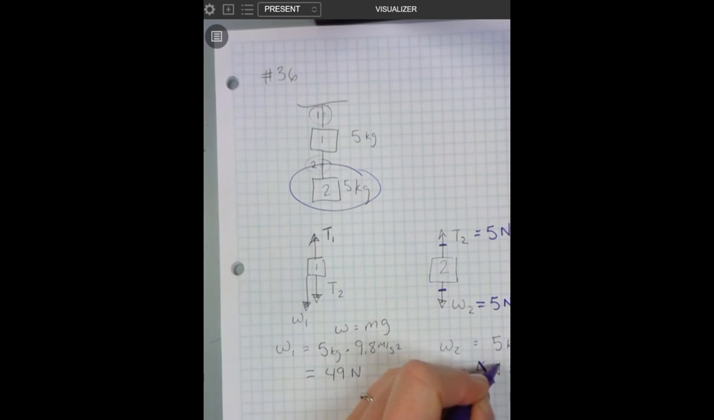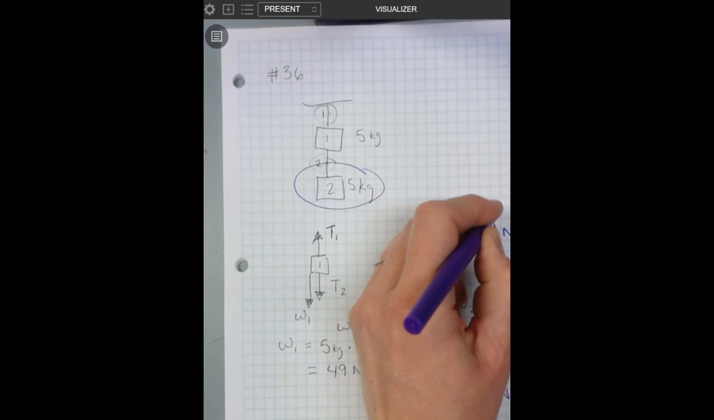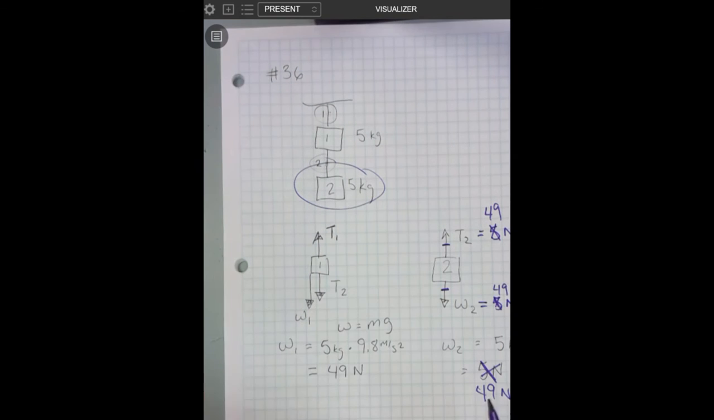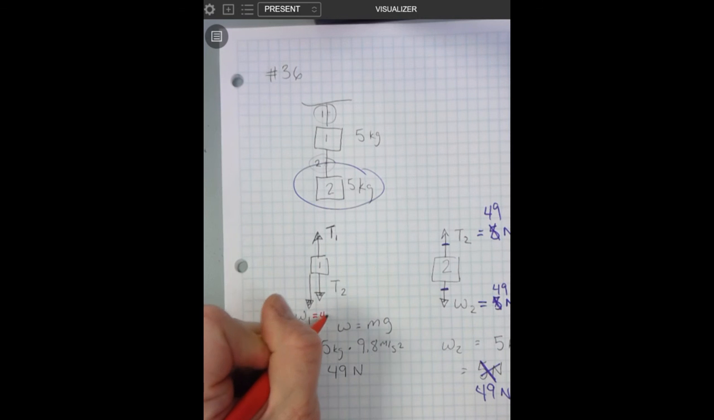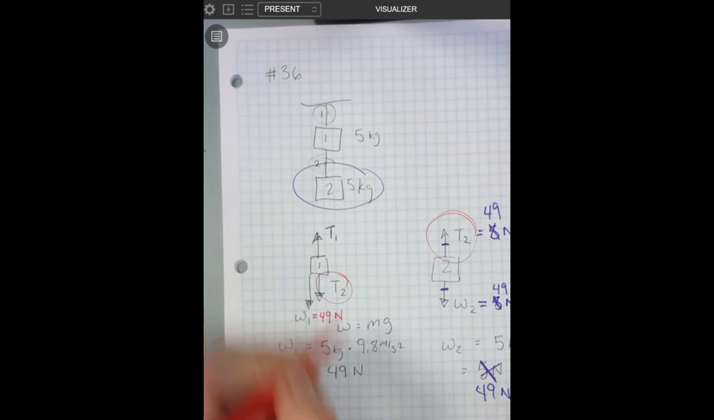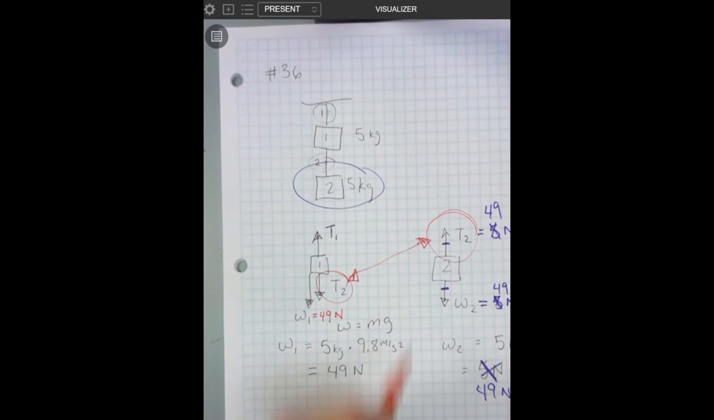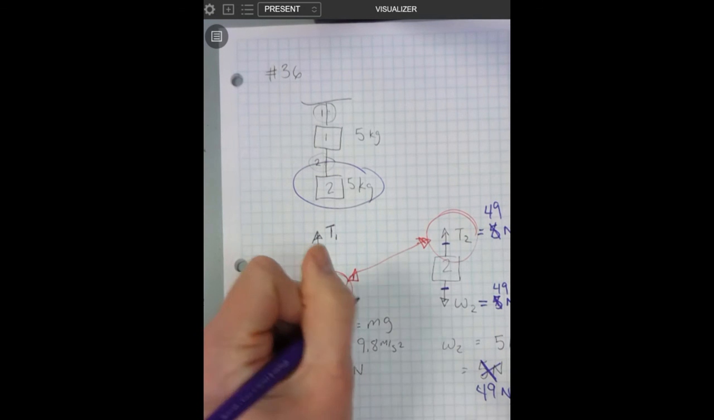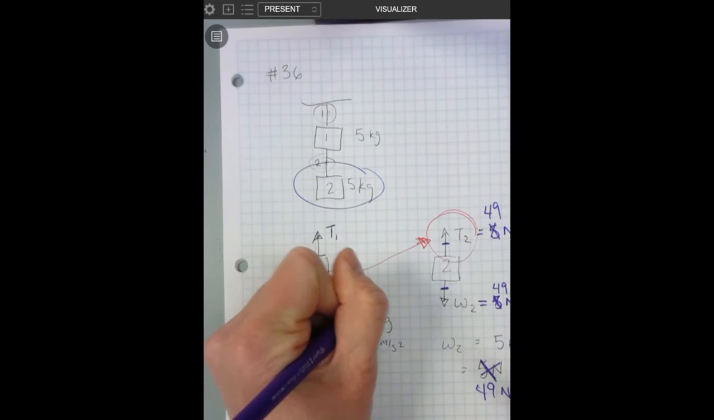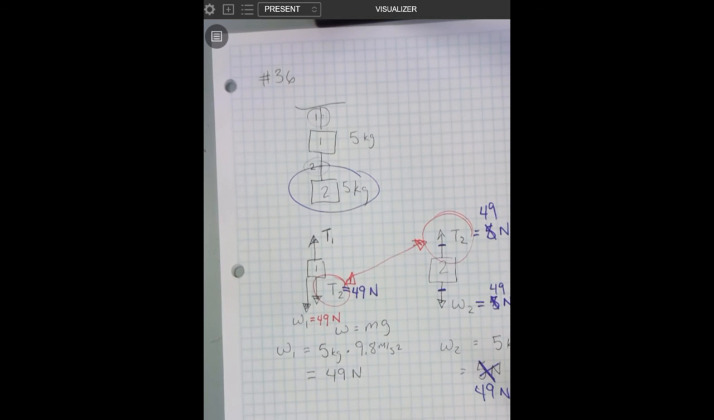Sorry, not 5 newtons, 49 newtons, excuse me. 5 times 9.8 is not 5. 5 times 9.8 is 49. 49 newtons and 49 newtons. Weight 1 is 49 newtons. This tension 2 is the same as tension 2 here, right? These tensions, T2 and T2 in the two diagrams, are the same thing. It's the same rope. So T2 is 49.